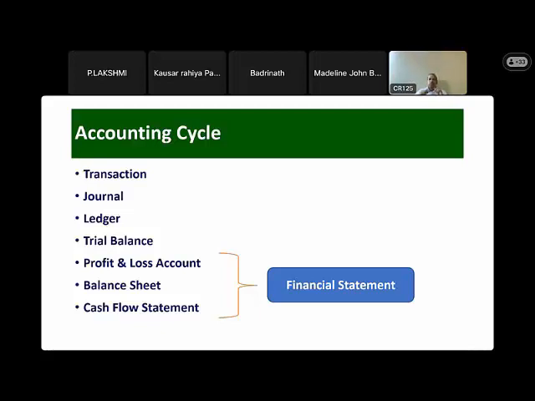The question is, is this process required? The answer is yes. Even Tally maintains the same process. The only difference between manual accounting and using the software is that software makes things faster. The output you get will be faster.